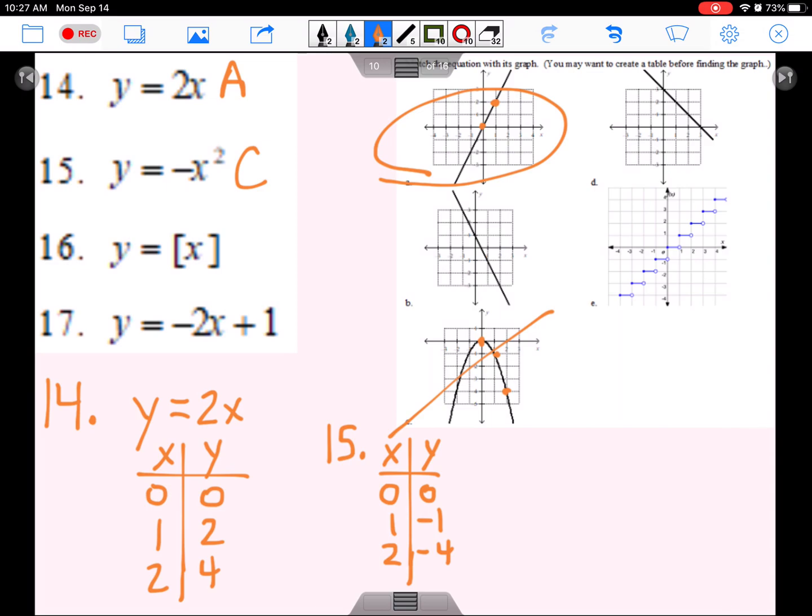16, hopefully you recognize this symbol as a step function. The only step function we see is choice E. So 16 matches up with E.